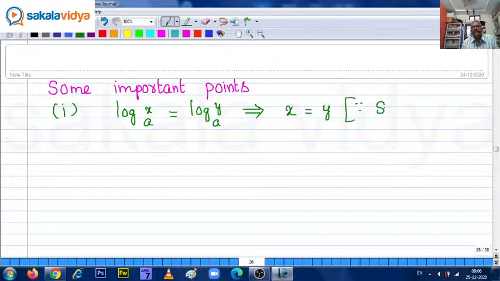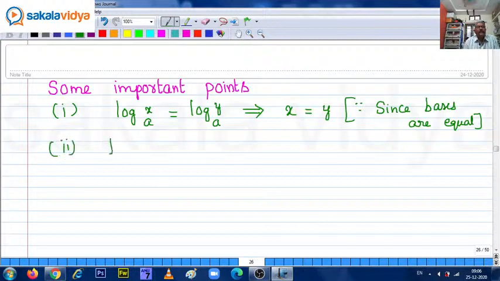Because the bases are the same, since bases are equal. If the bases are equal and the two logarithms are equated, the numbers are equal. x is equal to y. We can write that. The second concept is important.